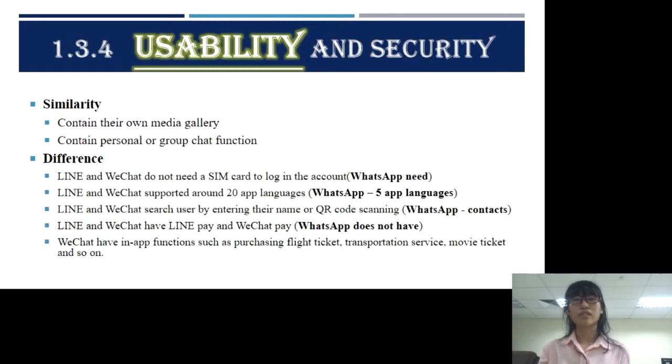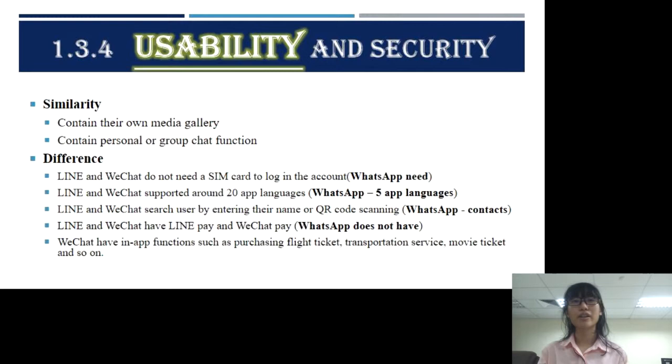Now we will discuss the differences. The first difference is that Line and WeChat do not need a SIM card to log in to the account, but WhatsApp needs a SIM card to access the account. This is convenient for users, as they can choose whether to log in using a PC or any mobile device, especially when there is an emergency.